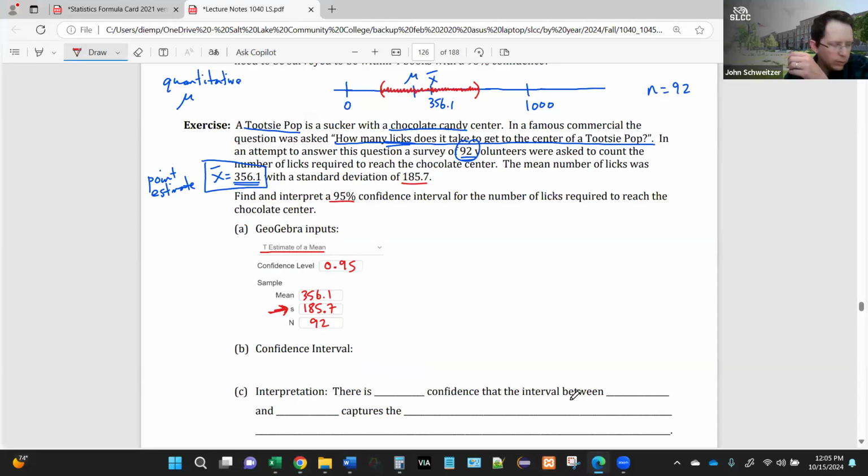All right, so let's write that down. 317.6 up to 394.6. So there's an interpretation, and it's the same three-part format that we saw in chapter 3. We start by telling the reader what our confidence level is. So we say there is 95% confidence that the interval between 317.6 and 394.6 captures the parameter. What's the parameter here?